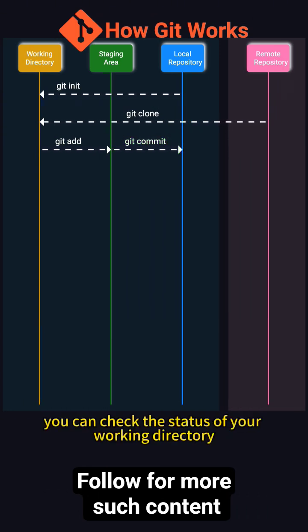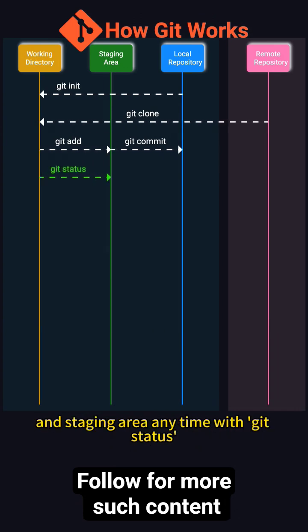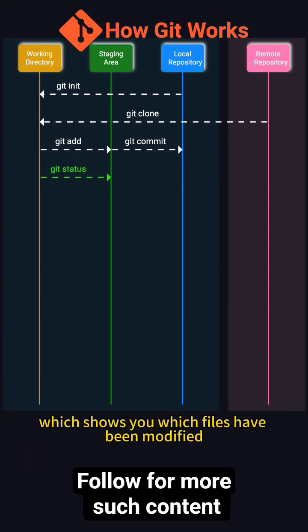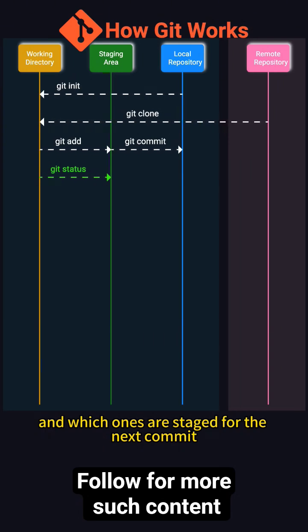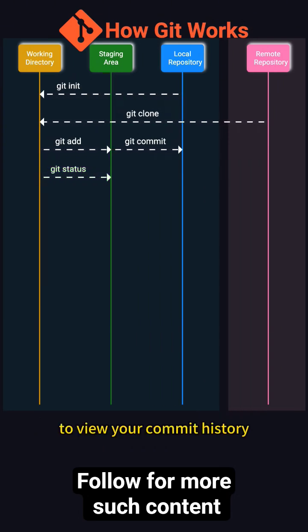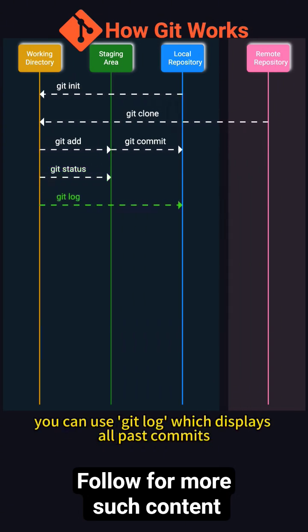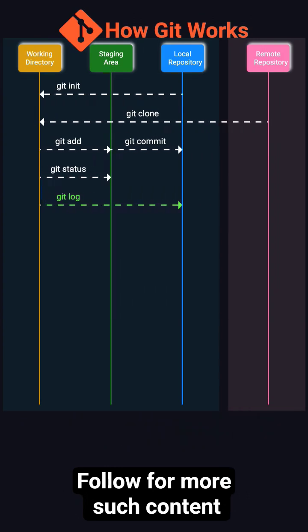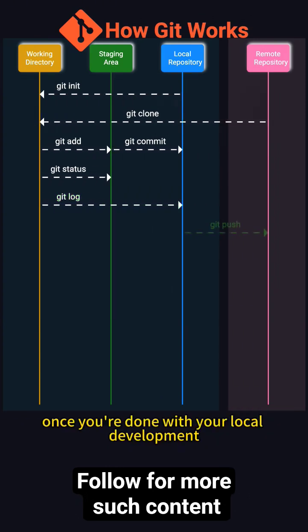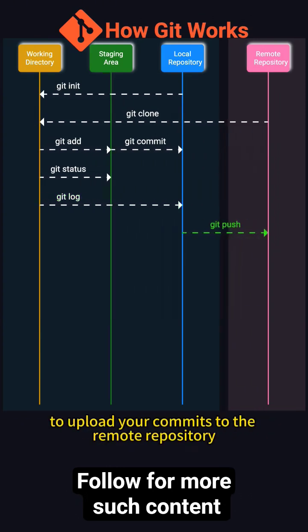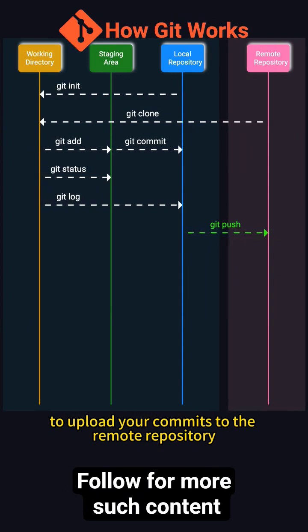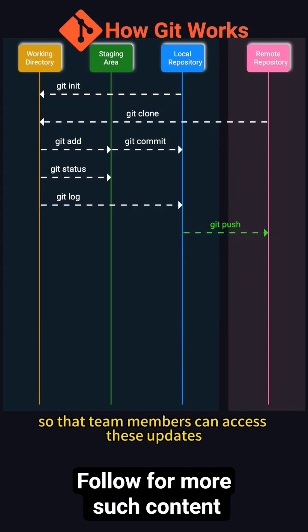During development, you can check the status of your working directory and staging area anytime with git status, which shows you which files have been modified and which ones are staged for the next commit. To view your commit history, you can use git log, which displays all past commits. Once you're done with your local development, you can use git push to upload your commits to the remote repository so that team members can access these updates.